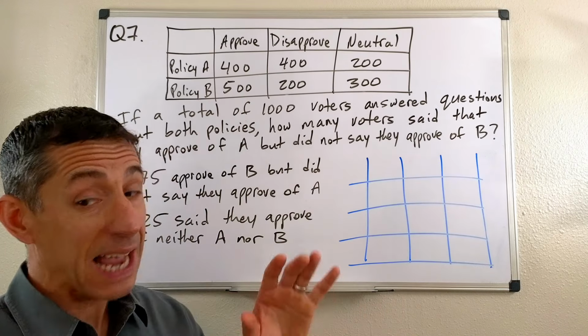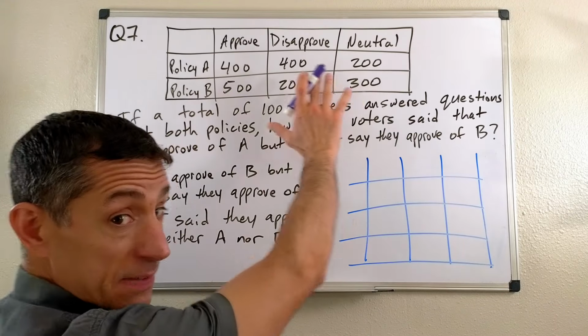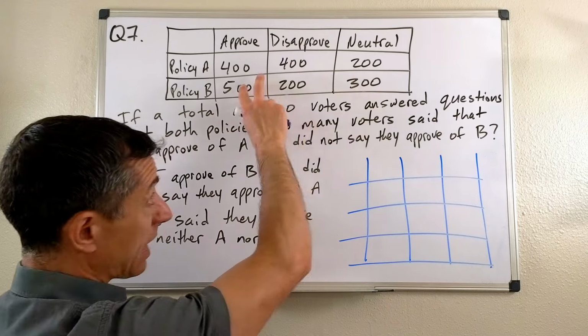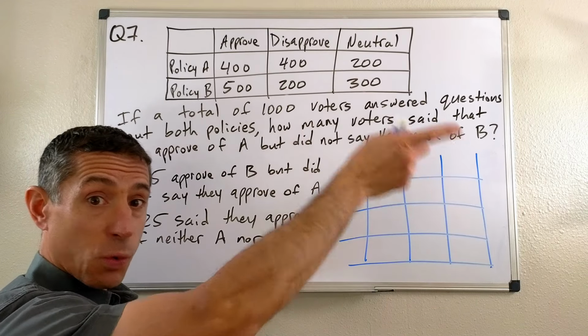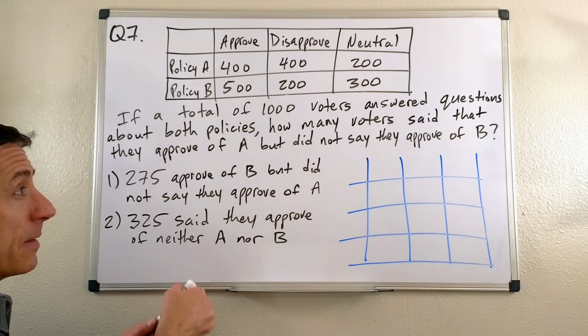No shame at all if you miss this. I think this is a really tough question. On the face of it, it looks like we've got a really complex thing here that doesn't fit nicely into the grid we've been using, because you've got three different outcomes: approve, disapprove, neutral for each of these policies. But pay attention to what they're looking for here. That's the key to unlocking everything.